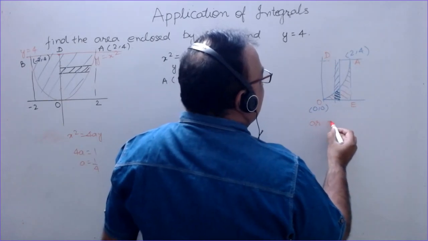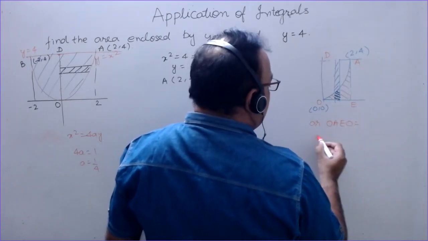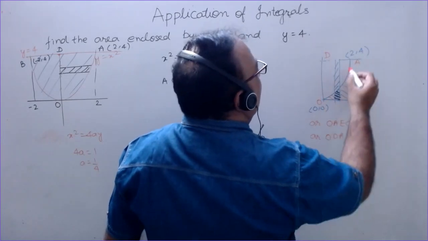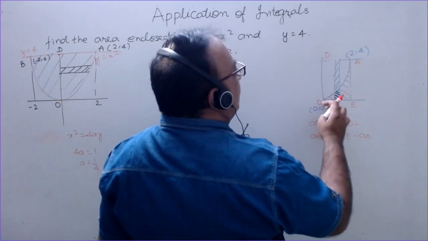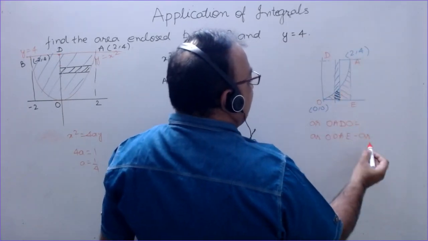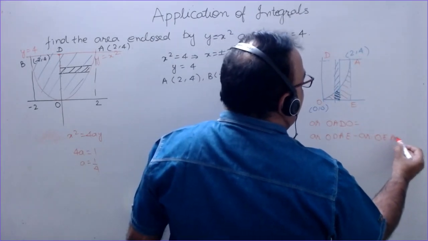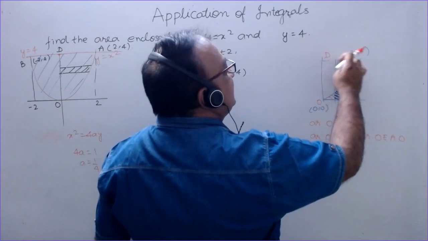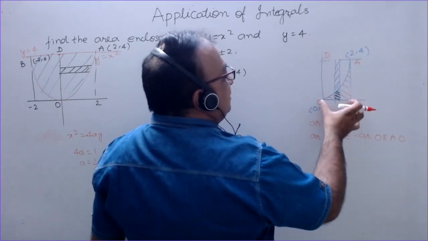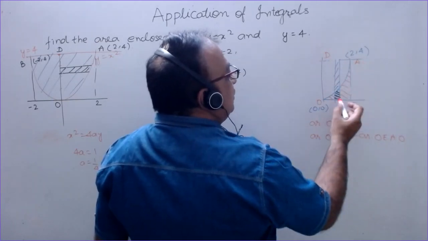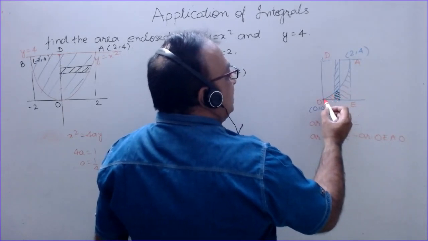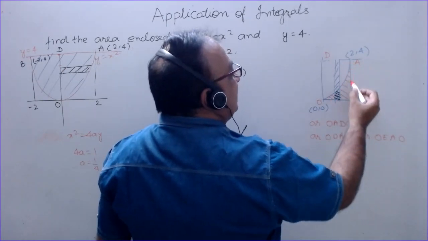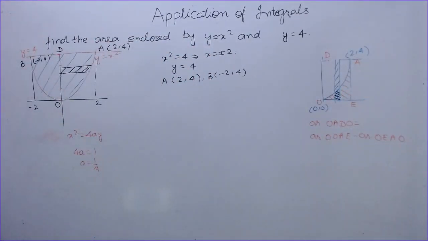So area O A E O is equal to area of the rectangle O D A E minus area O A D O, not A O, minus area O E A O. This total area minus this shaded area, you will get this area. So what about this? This is the rectangle, where this dimension is 2, this is 4. So 2 into 4. What about this area? This you can find by the area enclosed between this parabola and x-axis and this line x equal to 2. If you subtract this, you will get the same result.